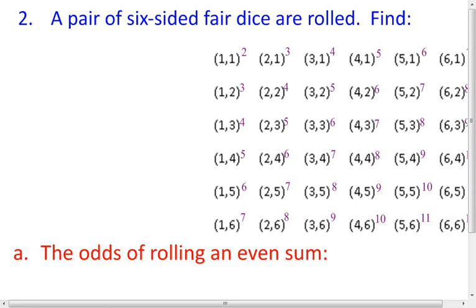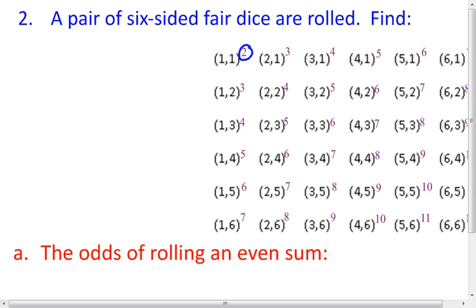Okay? All right, here I'm looking at rolling a pair of 6-sided dice. So what I did is I just listed all your options for you. So you could get a 1 and a 1, a 2 and a 1, a 3 and a 1, and so on. The numbers that are up here are just the sum of the dice because we're going to need that.